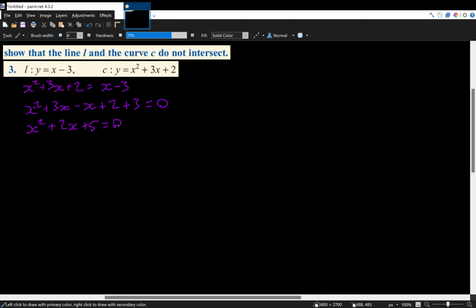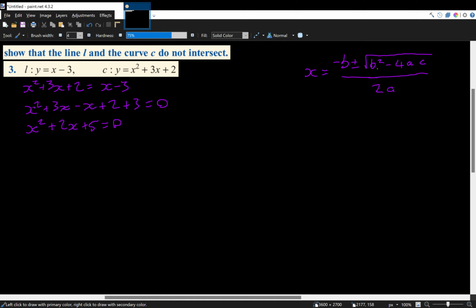Now this is not a quadratic equation that we can factorize. There aren't any factors of 5 that will sum to 2. So we're going to have to look to the quadratic formula, also known as the minus b formula sometimes. So that's x equals minus b plus or minus the square root of b squared minus 4ac all over 2a.